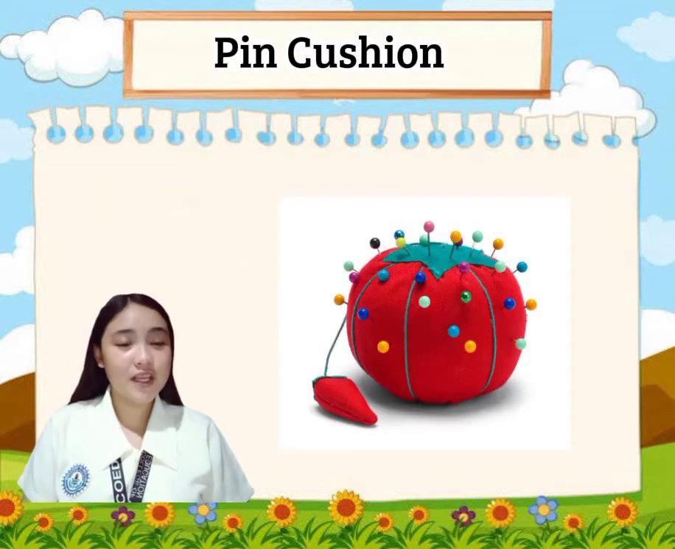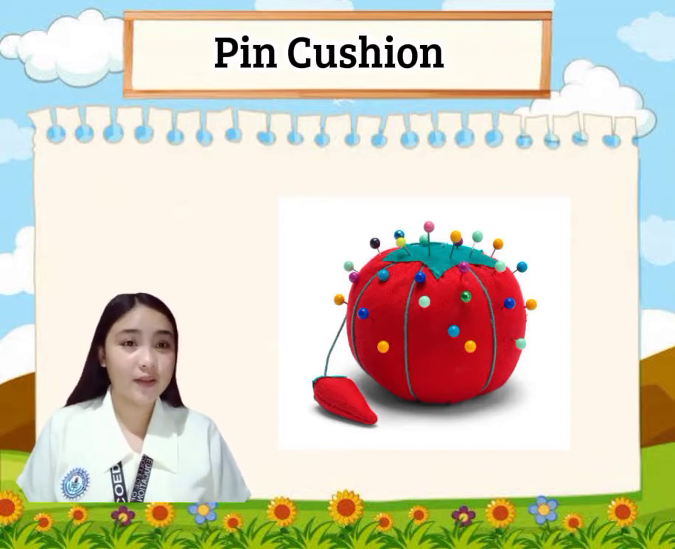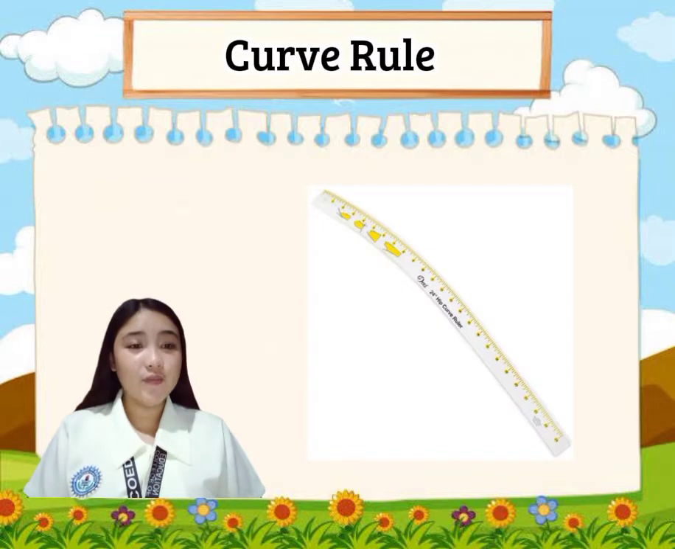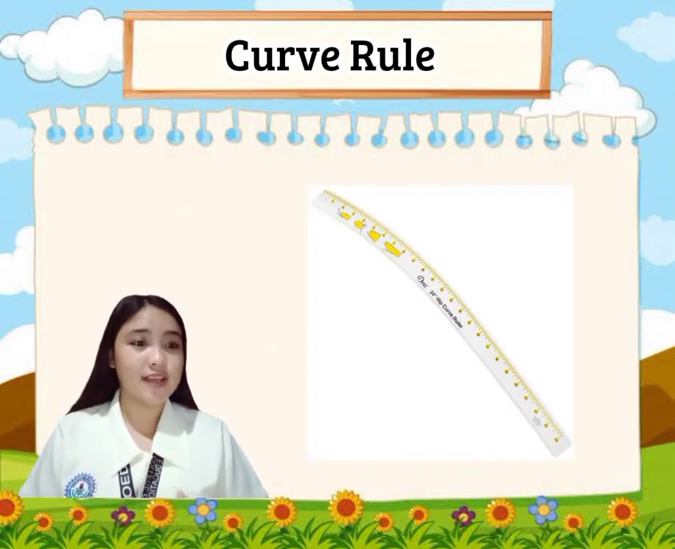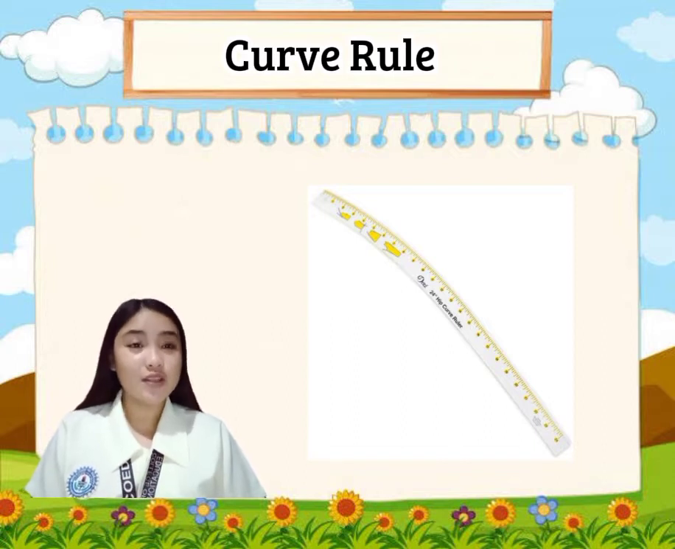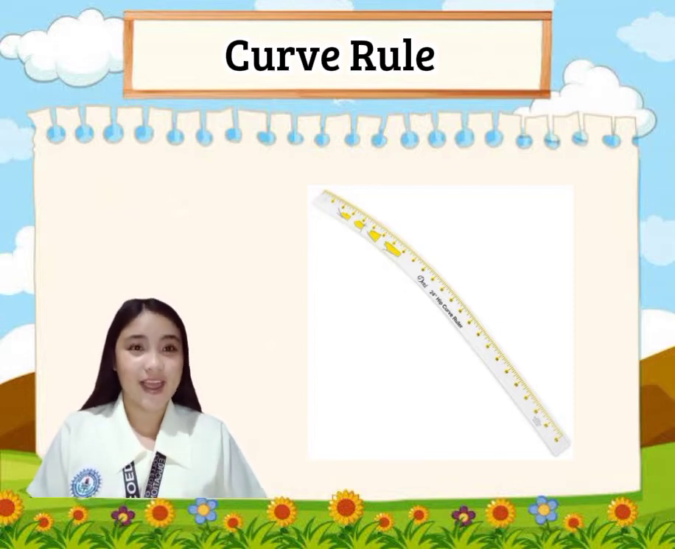Pin cushion. Pin cushion is a small, stuffed cushion typically 3 to 5 cm across, which is used for sewing to store pins or needles with their heads protruding to take hold of them easily and keep them organized. Curve rule or curve stick. The curves are essential tools for fashion designers and pattern makers, also excellent for graphic artists, illustrators, or others who need to draw or cut smooth curved lines.